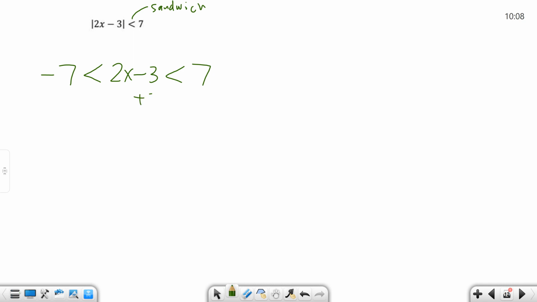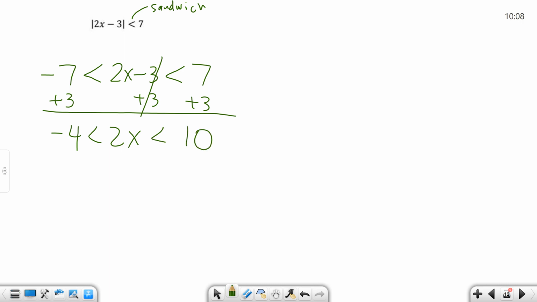So now we're going to solve it, and we're going to add 3 to all 3 places or pieces, okay? It's not just both sides here. It's both sides and the middle. That cancels, and we get negative 4 less than 2x less than what? 10. Then we divide both sides by 2, and the middle, all 3 places or pieces again, right? Everything's got to get divided by 2. Negative 2 less than x less than 5. That's my inequality. I solved the inequality.